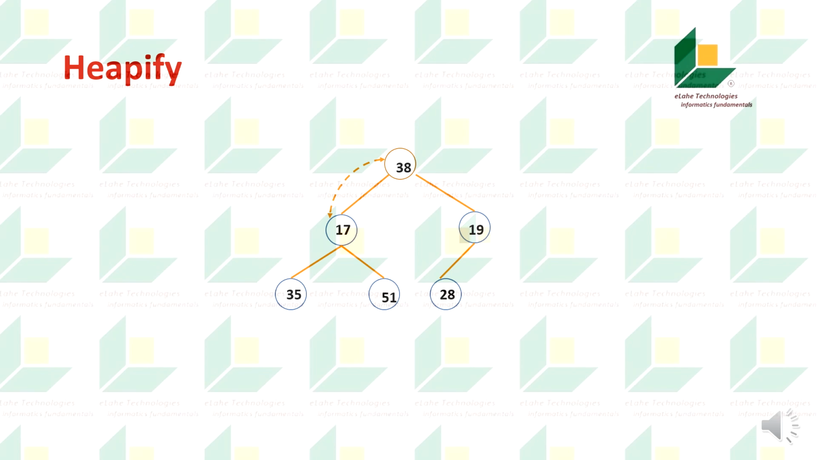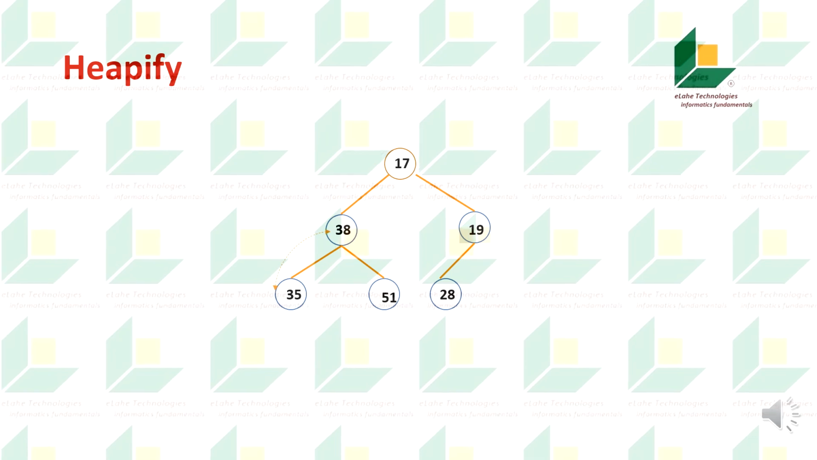We need to check if the key value at the root violates the heap property. The minimum of 17, 38, and 19 is 17. So we need to exchange 17 and 38. Since 35 is the minimum of 35, 38, and 51, we need to exchange 35 and 38. This is the final state of the heap after heapify has completed.